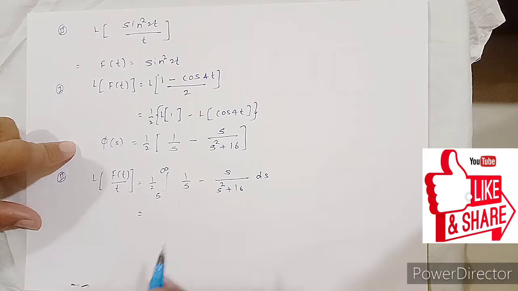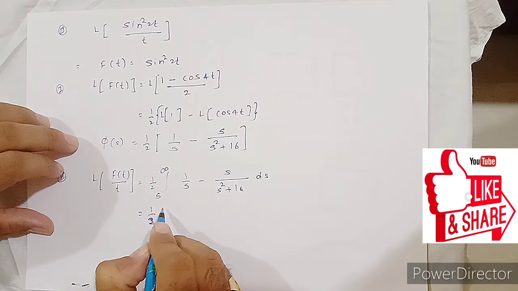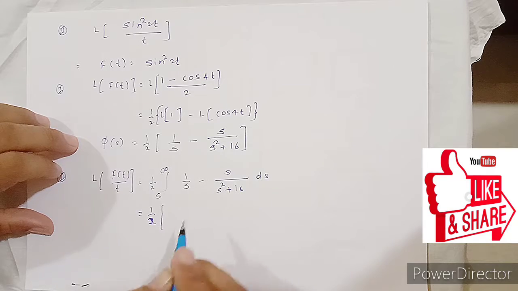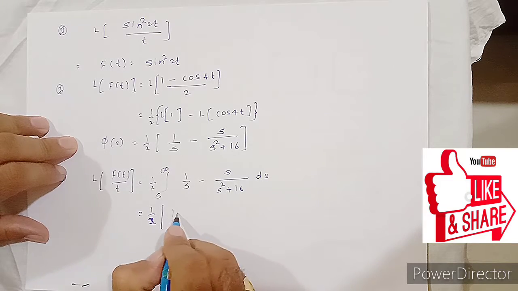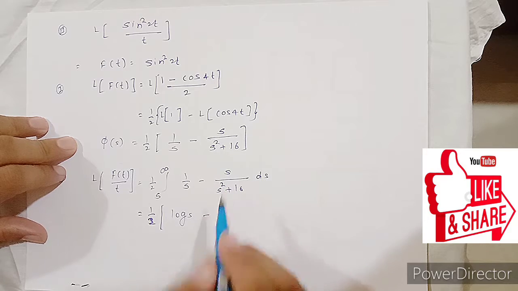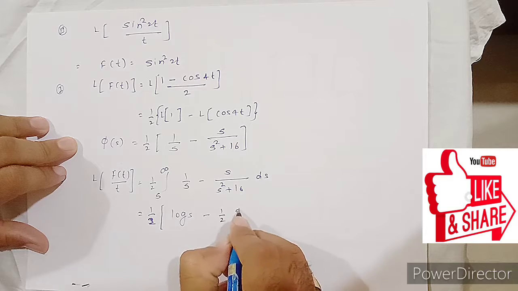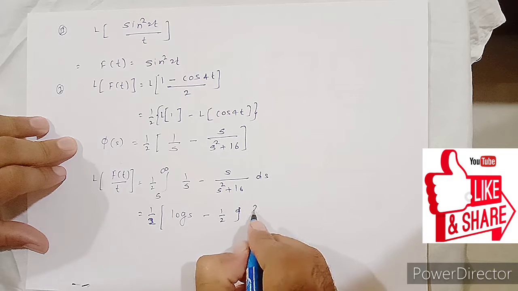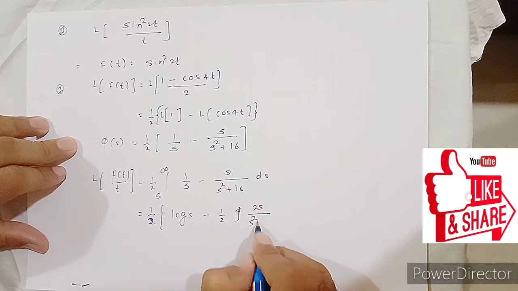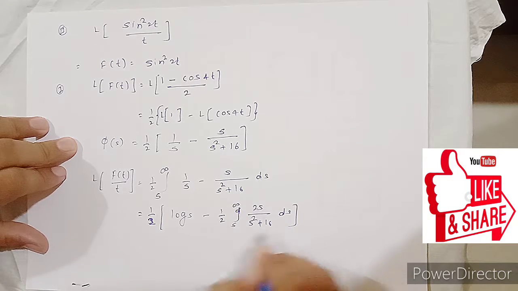Now tell me, what is the integration of 1 upon s? As we know, it is a log s, right? And derivative we can adjust in the numerator by adjusting 1 upon 2 only. So 1 upon 2, 2s divided by s square plus 16 ds. So only this one is remaining.